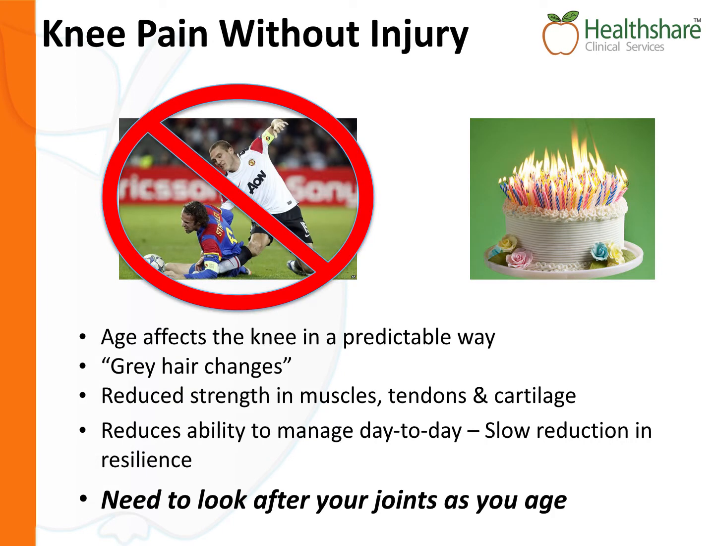So when we look at knee pain that's occurred without injury, so there's not been a trauma or an accident to cause it, we're looking at how age can affect the knee in a predictable way. So it's like finding a grey hair or a wrinkle. And ultimately you get a reduction in the strength in the muscles, tendons and cartilage. And this affects your ability to manage normal day-to-day activities, so you get a slow reduction in resilience.